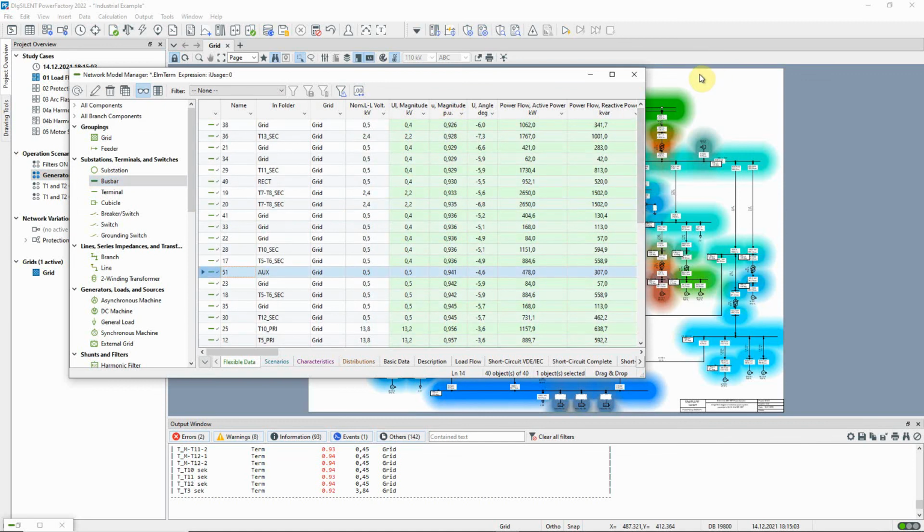Such a scenario may not be acceptable. Solutions such as reactive power compensation might have to be considered.